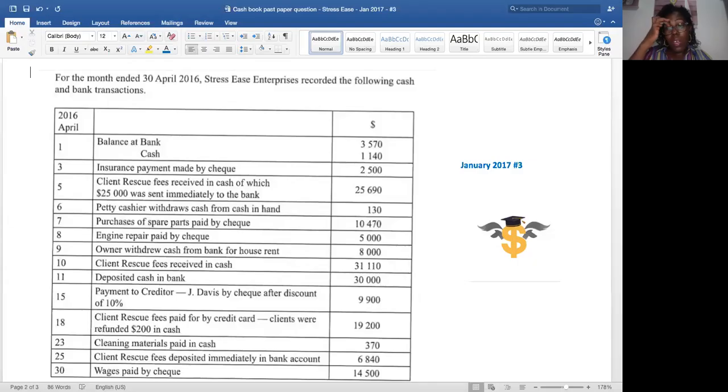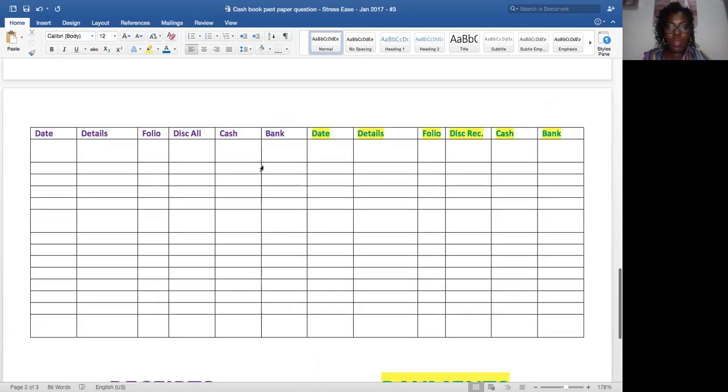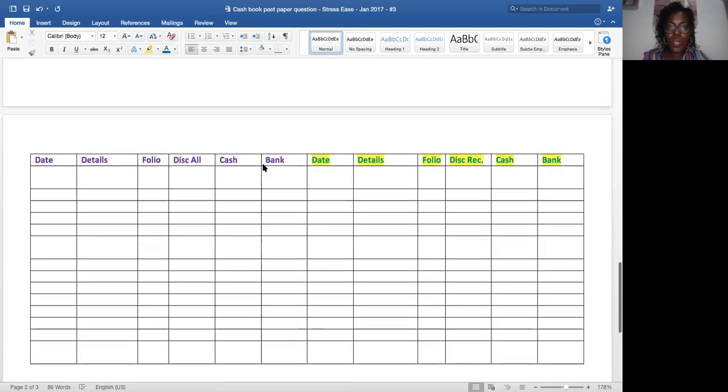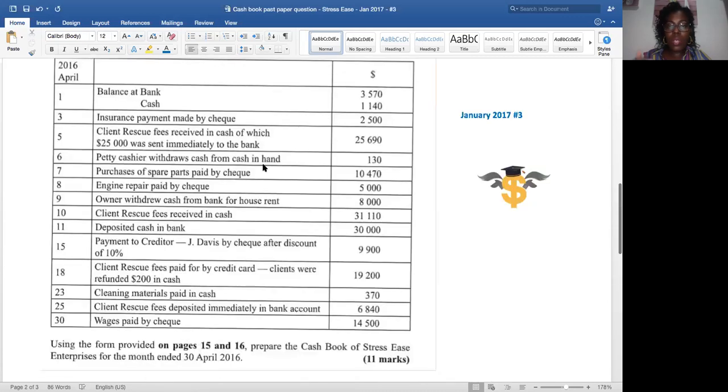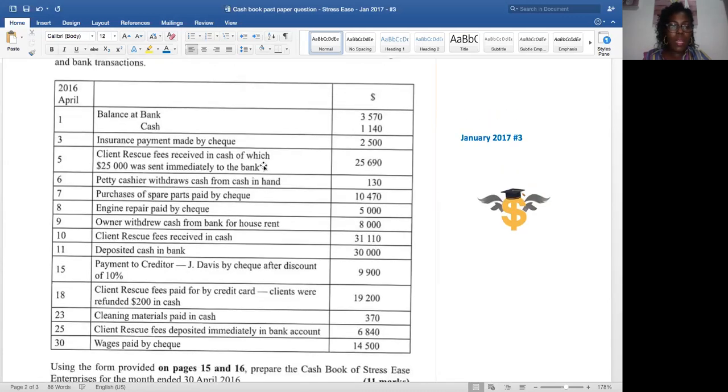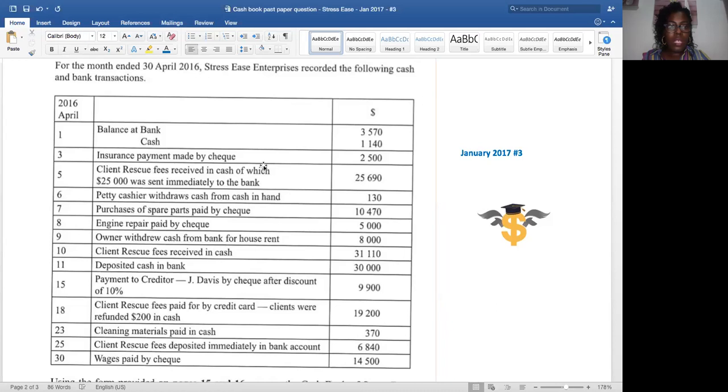All right, so on the screen right now, we have the past paper question. Again, this is January 2017, number 3. And I have my cash book already rolled up. As I go through the transactions, I will go down to my cash book and make the relevant entry. First thing first, take your time and read through the question.